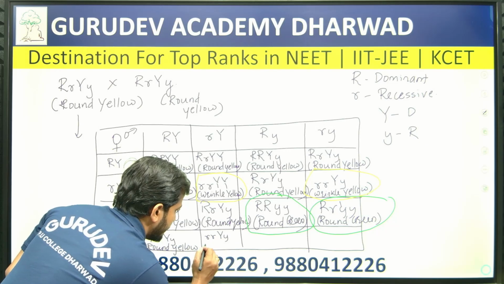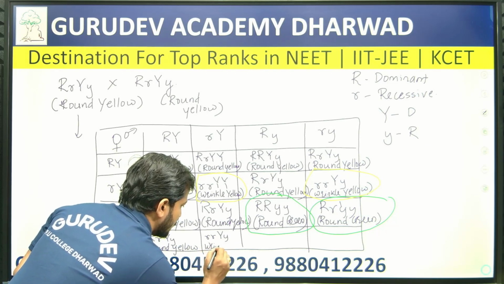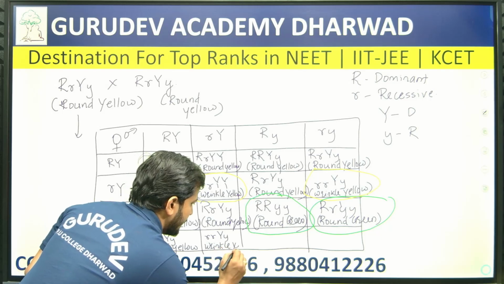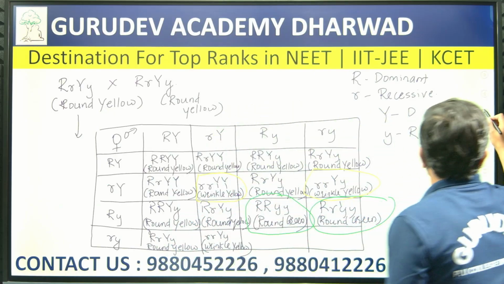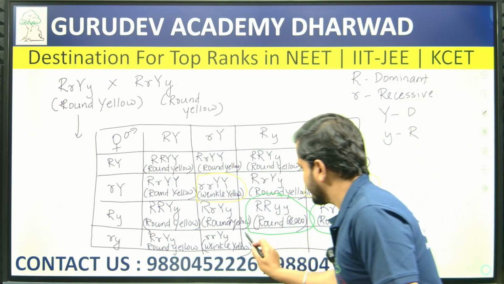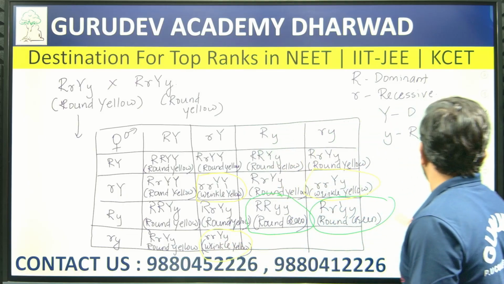Then small r, capital Y, small y. Now what will it be? It will be wrinkle yellow, right? So again I'll mark it with respect to the yellow, right? So this is what I have got.